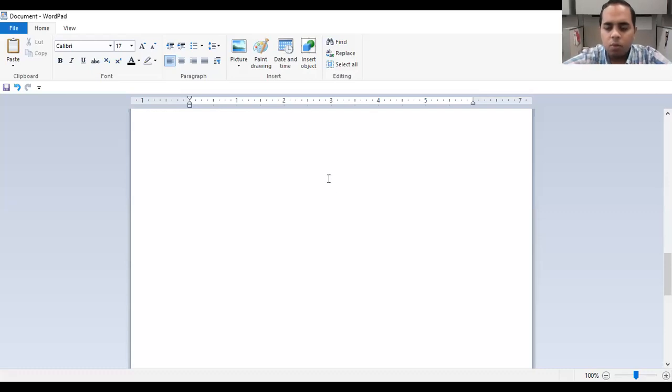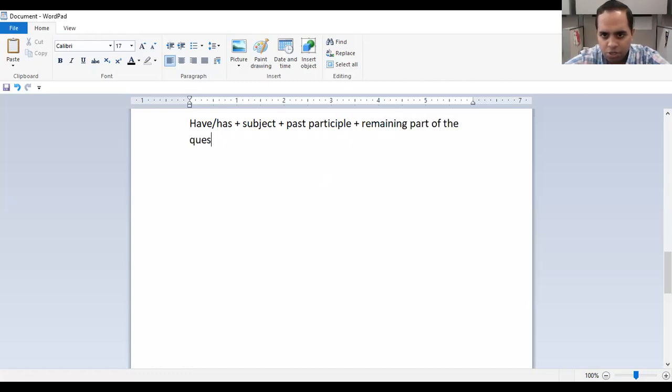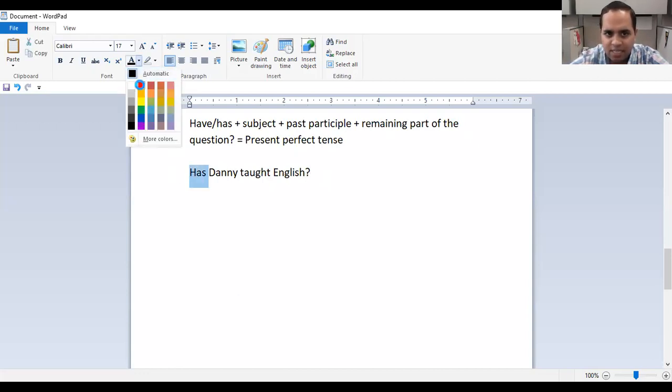Okay. So when an American asks you have or has, plus the subject, plus the past participle, plus the remaining part of the question, this structure is in the present perfect tense, okay? For example, has Danny taught English, okay? I'm using has because Danny is singular.